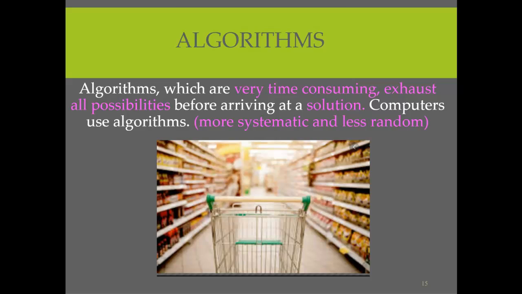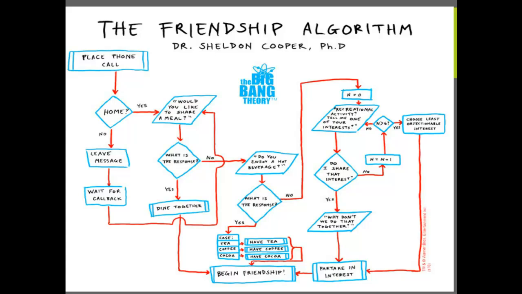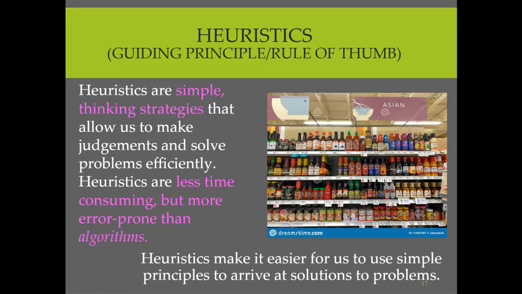So computers use algorithms. A human using an algorithm would be like if you were going to search for something at the grocery store, you start on aisle 1 and you check every single shelf, every single row until you find what you're looking for. It'll take a long time, but you will get there. Here was the friendship algorithm from the Big Bang Theory.